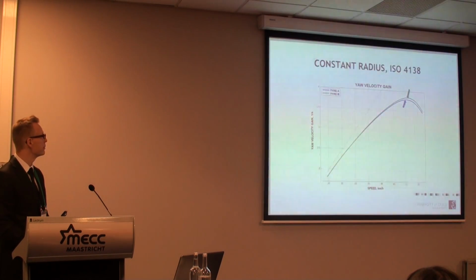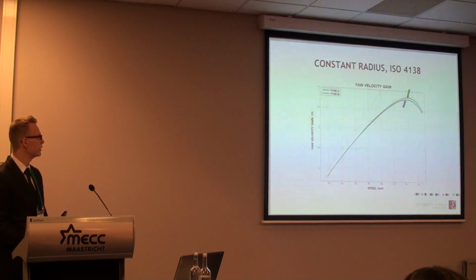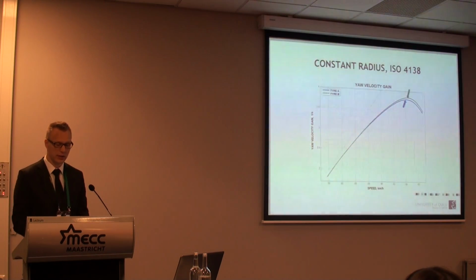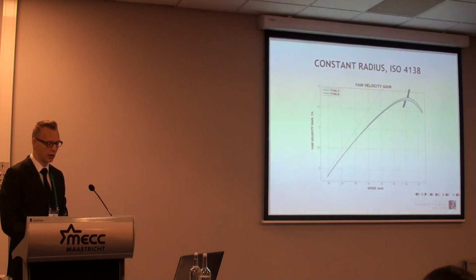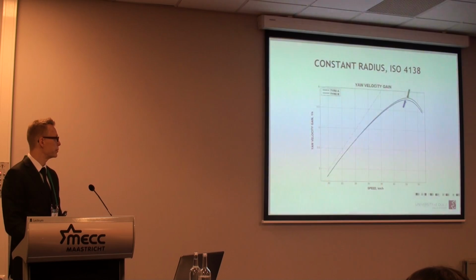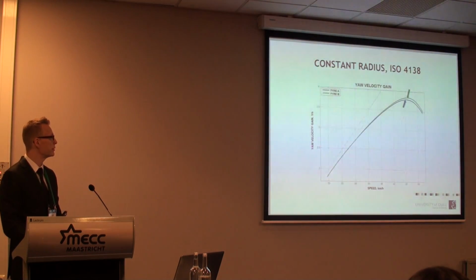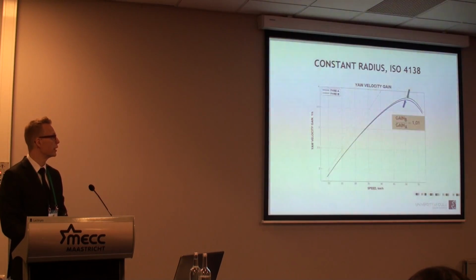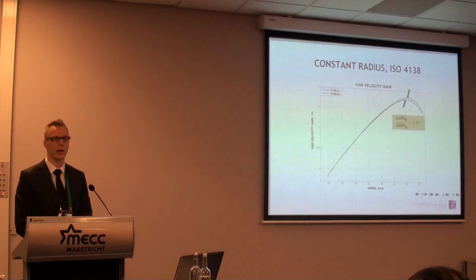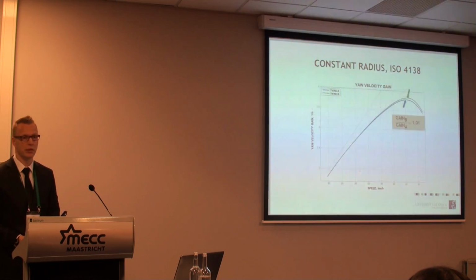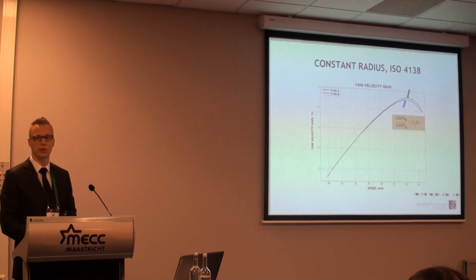And the next thing is yaw velocity gain. We wanted to find out the sensitivity of the tire as a function of speed. And here we just monitored the characteristic velocity. And from there we made a comparison between the tires, and you can see that tire B is a little bit more sensitive for steering at this speed.